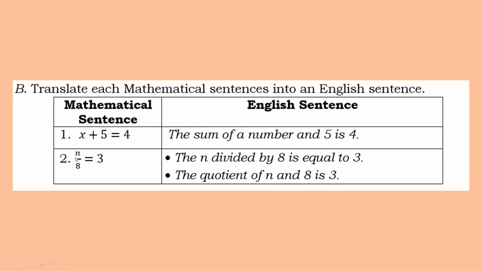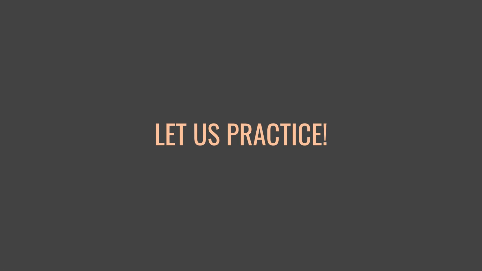Another one is n over 8 is equal to 3. When it is like this, quotient, division, you can translate it into n divided by 8 is equal to 3, as well as the quotient of n and 8 is 3. That is how it goes in this class. It depends on you as long as it is understandable. Just use the proper words to translate it into an English sentence. So, understood? Let us practice.